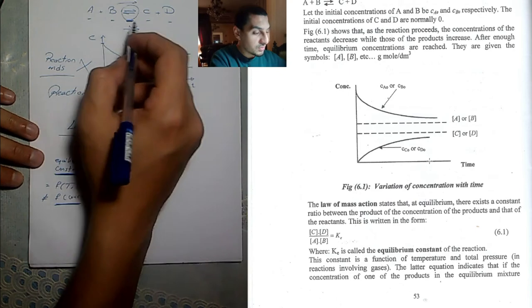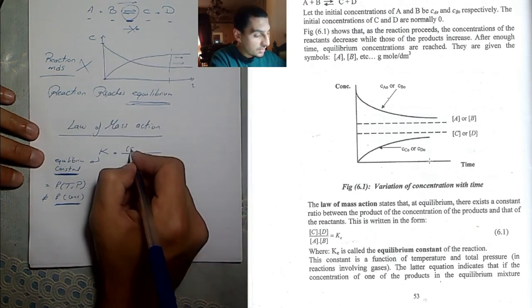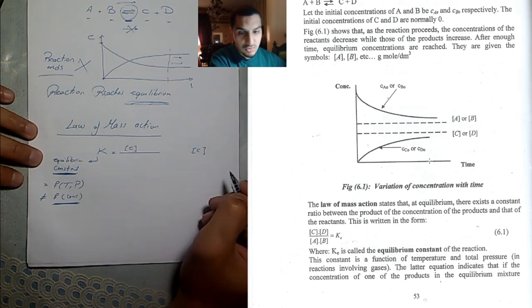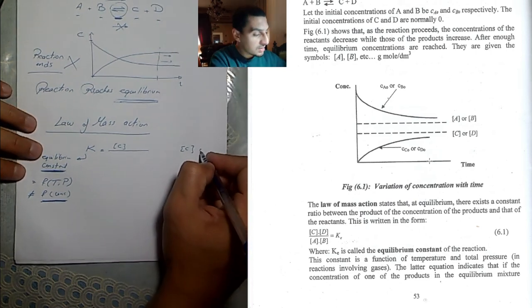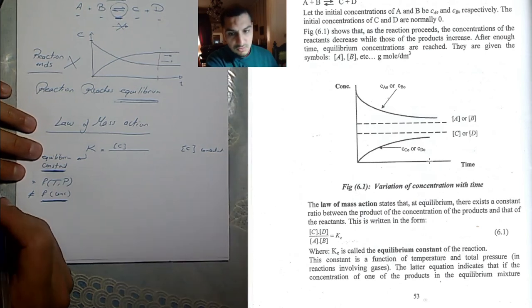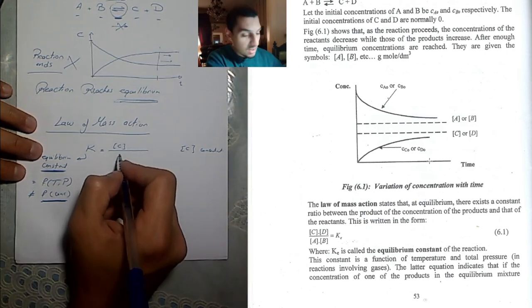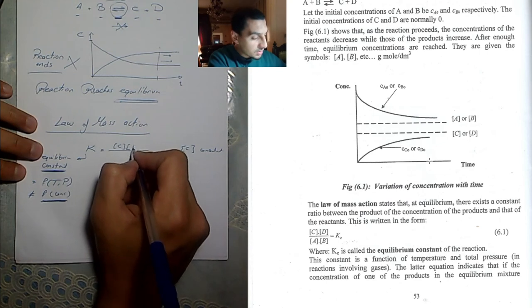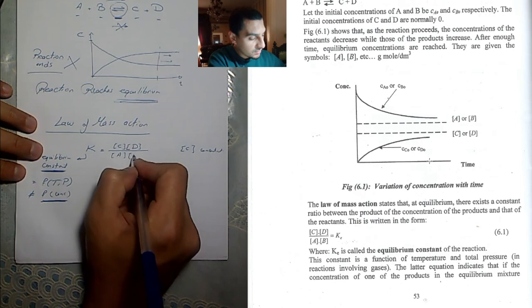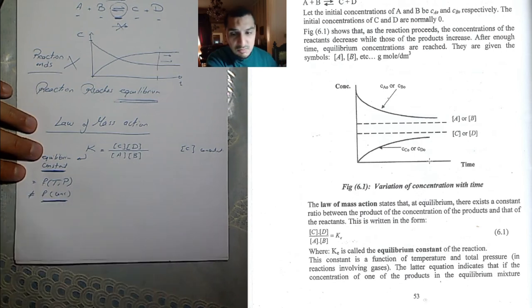I have here the products C and D, so it's going to be the concentration of C. When I put the name of a component between square brackets, I mean its concentration. So this is the concentration of C, multiplied by the concentration of D, divided by the concentration of A and divided by the concentration of B. So it's the multiplication of the concentrations of the products divided by the multiplication of the concentrations of the reactants.